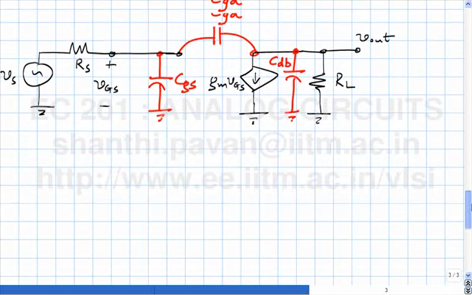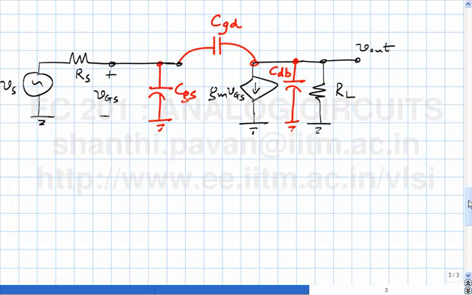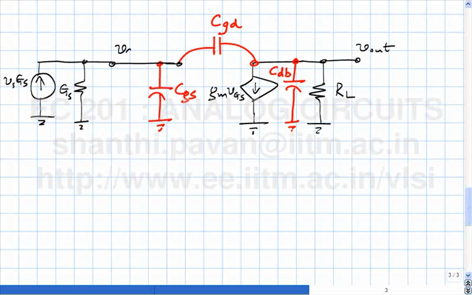Now to find the transfer function Vout by Vs, how do we go about it? There is no easy way out. You just slog your way through the equations. One simplification might help me. You convert the input source into a Norton equivalent. Not to keep worrying about RS, I will denote 1 over RS as GS. This is VGS.